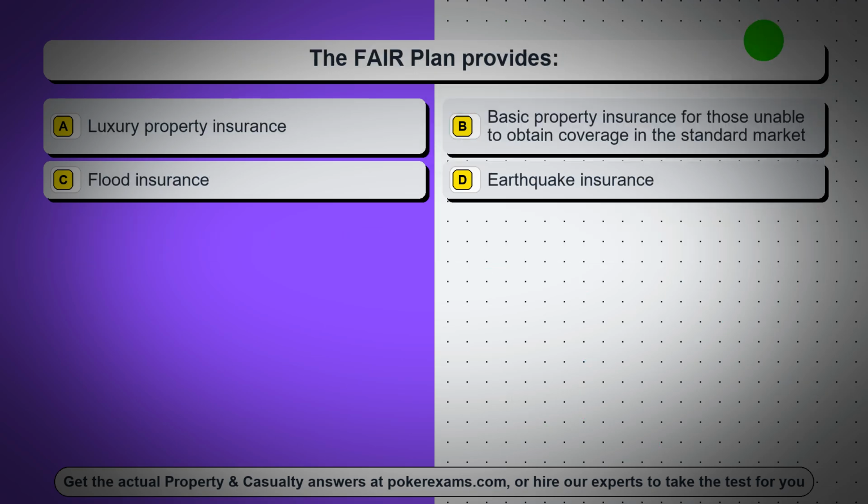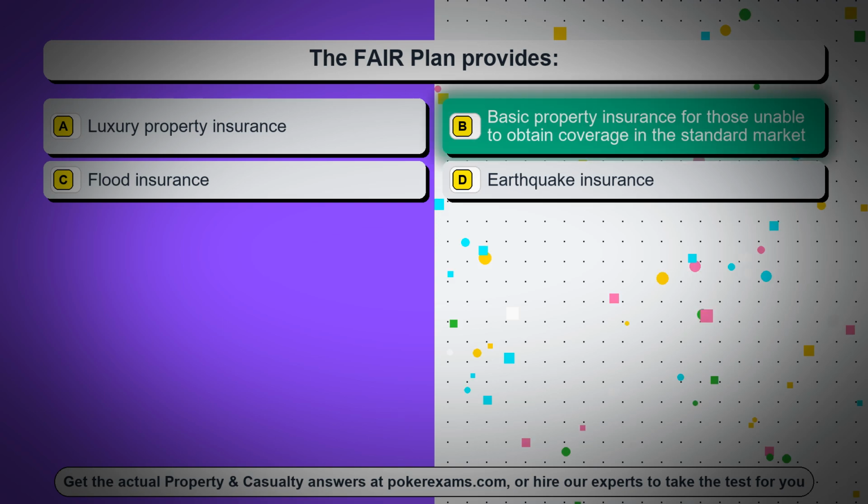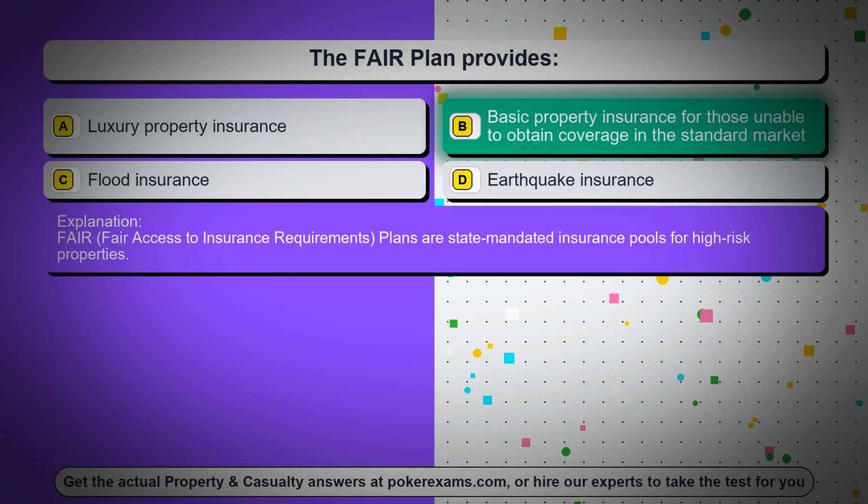Question 18. The FAIR plan provides. Option A. Luxury property insurance. Option B. Basic property insurance for those unable to obtain coverage in the standard market. Option C. Flood insurance. Option D. Earthquake insurance. The correct answer is option B. Basic property insurance for those unable to obtain coverage in the standard market. Fair Access to Insurance Requirements plans are state-mandated insurance pools for high-risk properties.